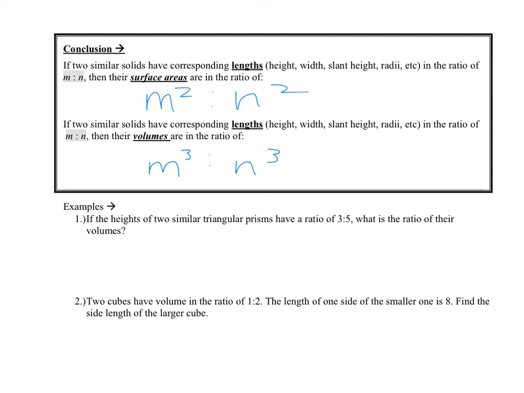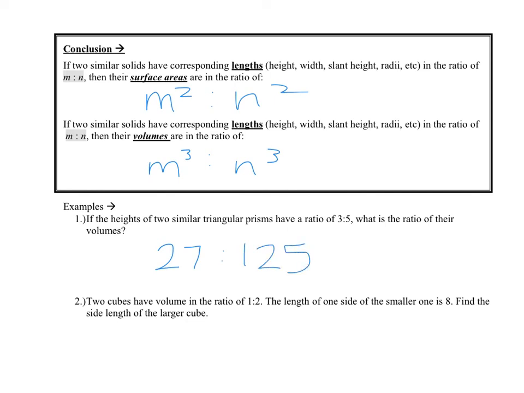All right, let's try some examples here. If the heights of two similar triangular prisms have a ratio of 3 to 5, what is the ratio of their volumes? So we would cube that original ratio, so 3 cubed, we would get 27, and we would cube the 5, and we would get 125.